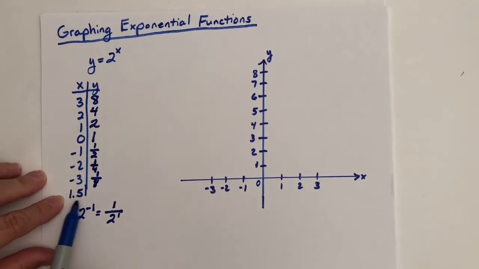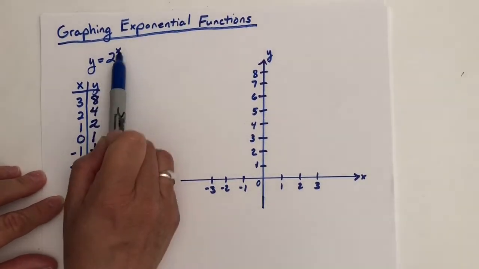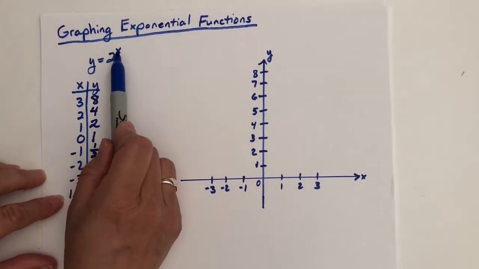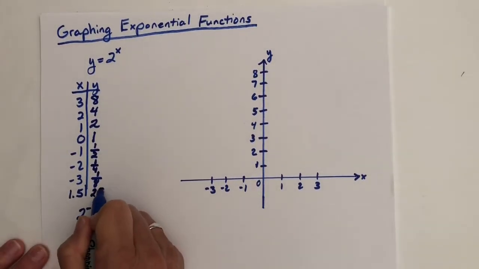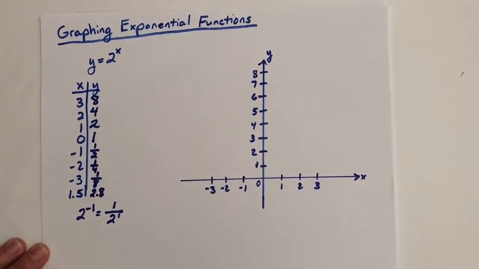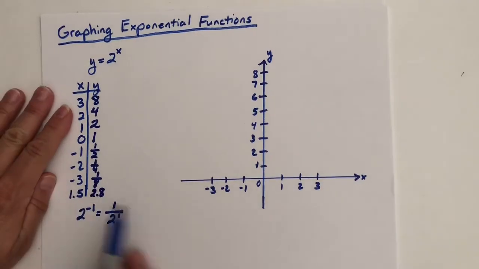Now I put in a different x value because I wanted to be clear that we don't just put in integer values for x. X can be any real number, so I just decided we'd throw in 1.5. So I'm grabbing my calculator and I raise 2 to the 1.5 power, and we get about 2.8. So I'll even put that on the graph when I go to graph y equals 2 to the x. So let's plot these points.